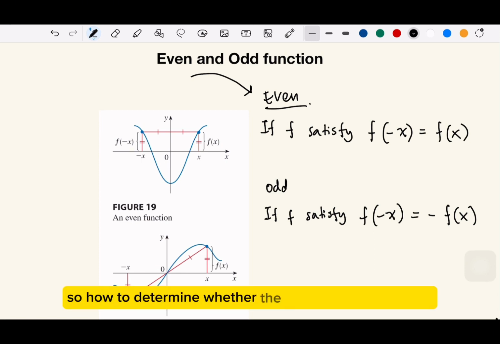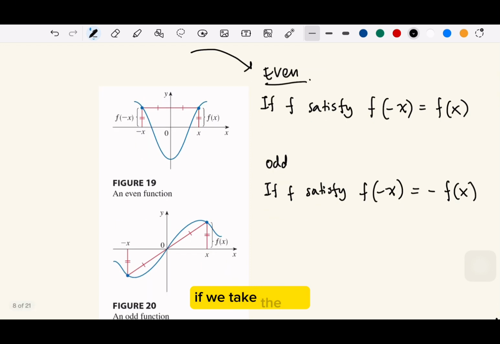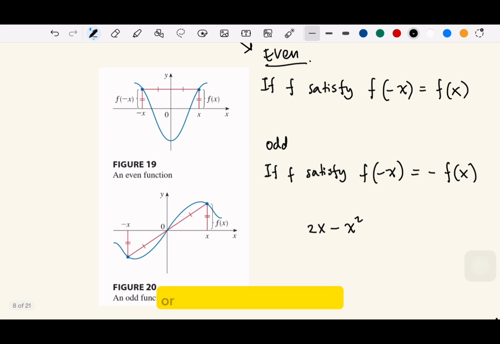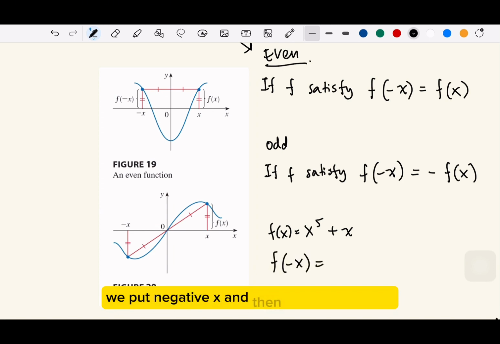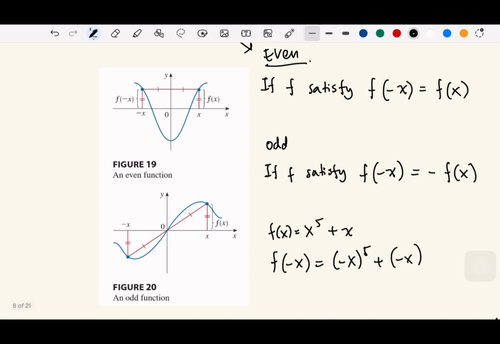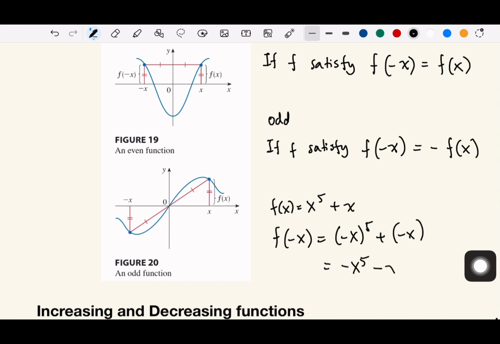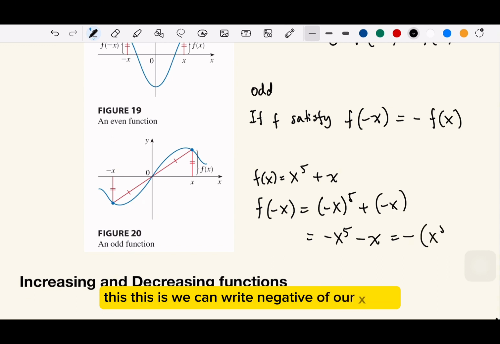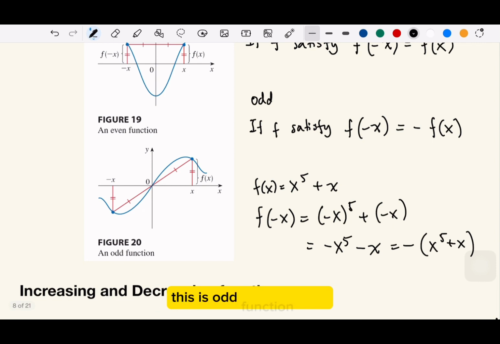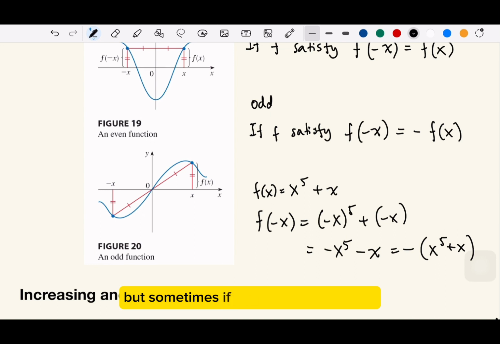How to determine whether a function is odd or even is basically you need to put negative x inside the function. For example, 2x minus x squared, or maybe this is too difficult, x to the power of 5 plus x, so this is f of x. We put in negative x and work it out. We can write this as the negative of x to the 5 plus x, which means this is an odd function. But sometimes if you plug in negative x and the result is neither, you can just conclude it's not even and not odd. It's okay.